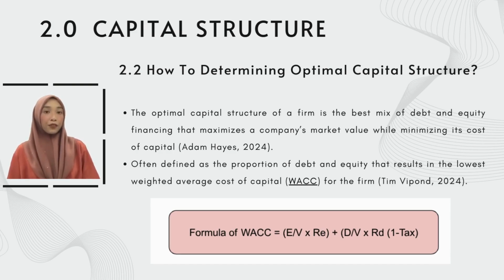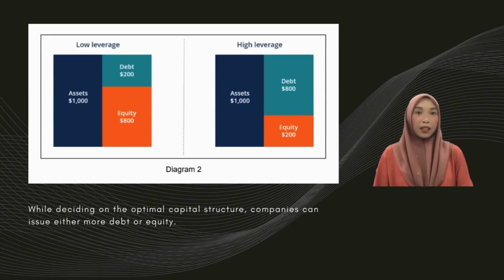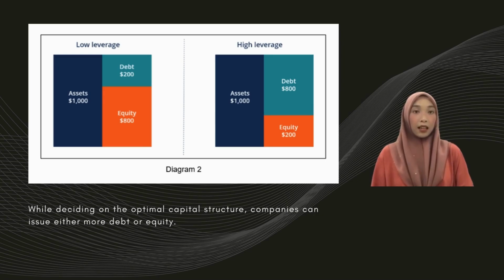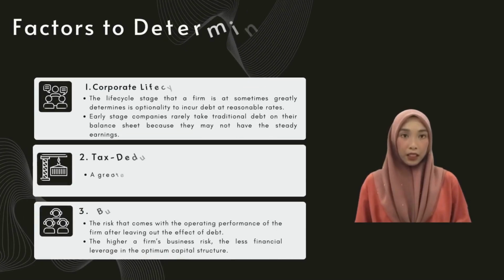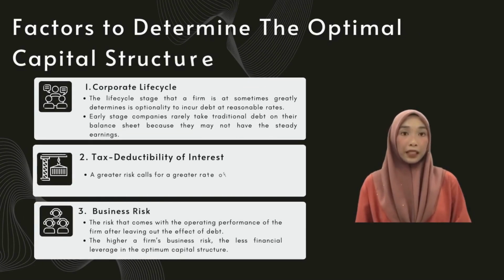It is also often defined as the proportion of debt and equity that results in the lowest weighted average cost of capital. The company has to identify the optimal blend of debt, where the marginal benefit of debt equals the marginal cost, by calculating WACC. So, referring to the diagram, we can see that while deciding on the optimal capital structure, companies can issue either more debt or equity.